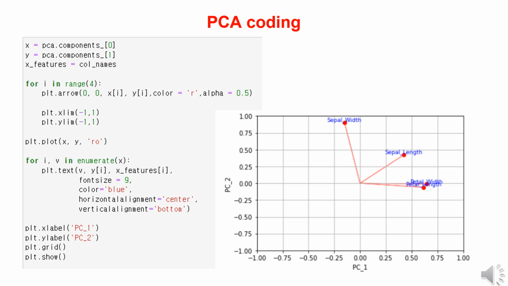Finally, let's draw the loading plot. Here, in the variable col_names, we have the names of the features. We will assign these names to the X_features variable. Since we have 4 features, we will use a for loop to repeat the process 4 times. In the first for loop, we will provide the coordinates, and in the second for loop, we will provide the feature names. By doing this, we can obtain the loading plot as shown here. As explained earlier, this loading plot allows us to see how each feature influences the two principal components, PC1 and PC2.